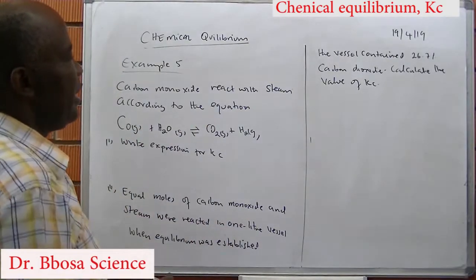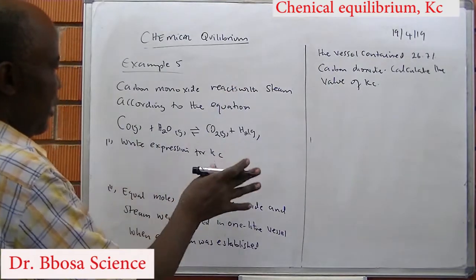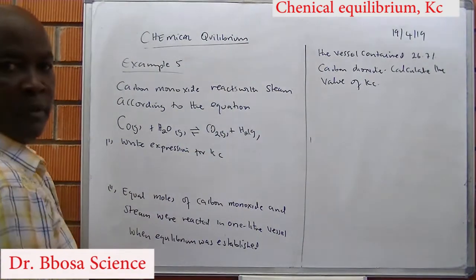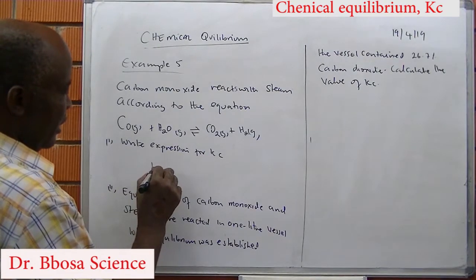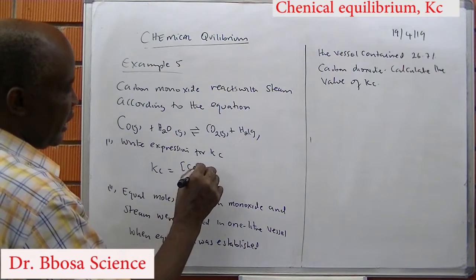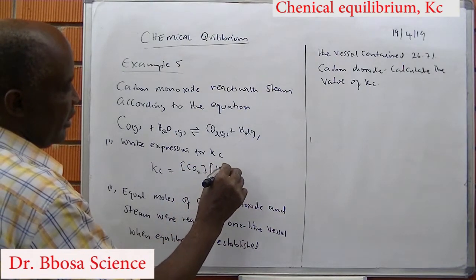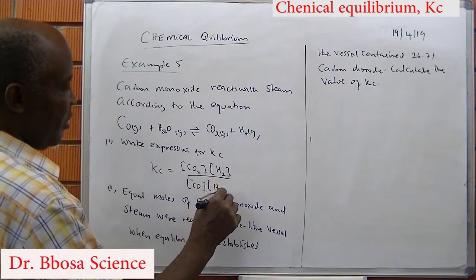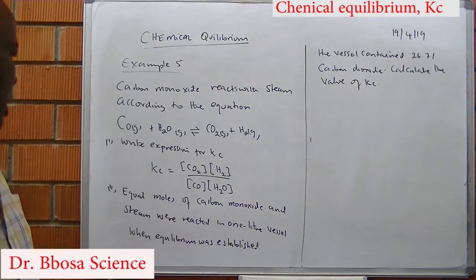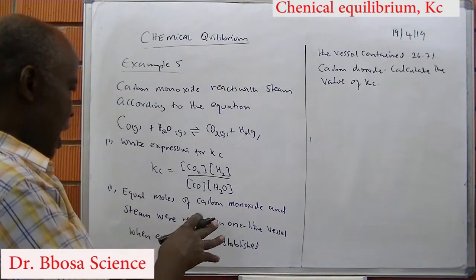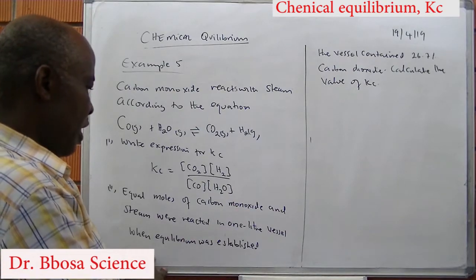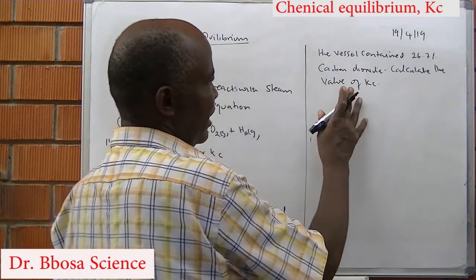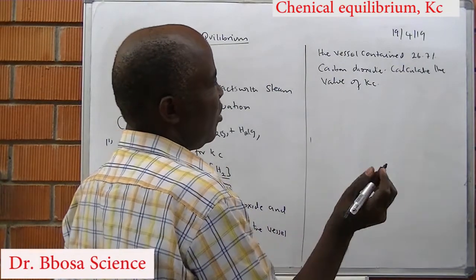Example 5. Carbon monoxide reacts with steam according to the equation: carbon monoxide plus steam, you get carbon dioxide plus hydrogen. 1. Write the expression for Kc. Kc is equal to concentration of carbon dioxide times concentration of hydrogen over concentration of carbon monoxide times the concentration of steam. Then 2 equal moles of carbon monoxide and steam were reacted in a 1 liter vessel. When equilibrium was established, the vessel was found to contain 37% carbon dioxide. Calculate the value of Kc.